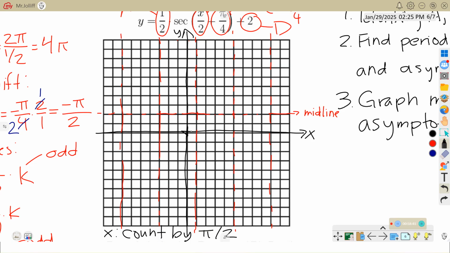Here is my origin. That's 0, if that helps. Midline is 2 above the origin. I have 1 asymptote, 1 box in front. The asymptotes are 4 apart.